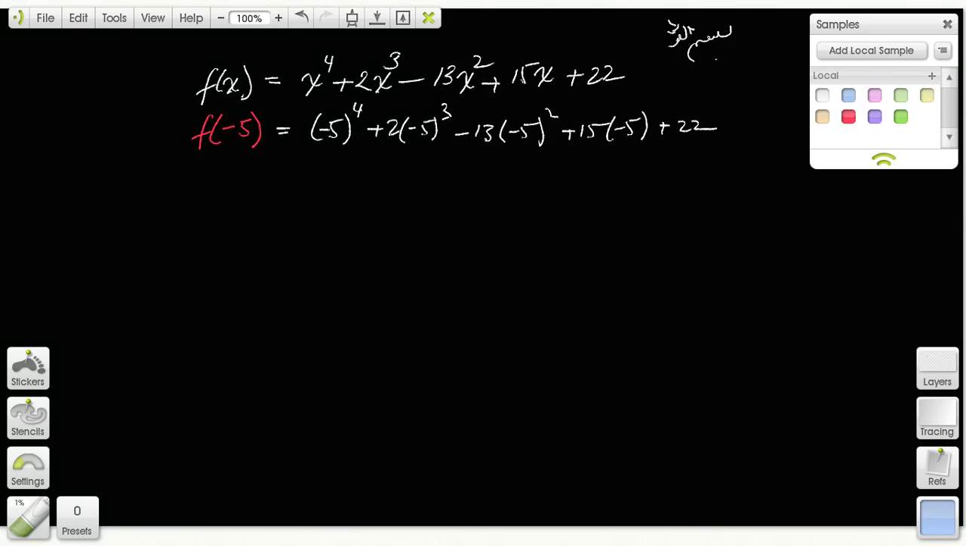Okay, so this is how you do synthetic substitution. The first thing you do is you just write all the coefficients down for the function. So 1, 2, negative 13, 15, and 22. You have to be careful if any of the terms are missing. Let's say there was no negative 13, a term is missing, then you put a 0 in its place, okay? So you write down all the coefficients.